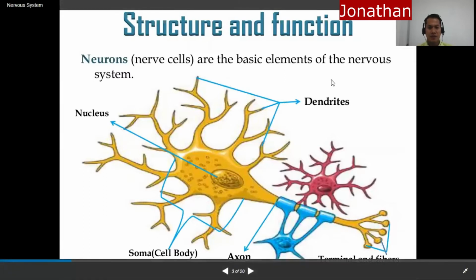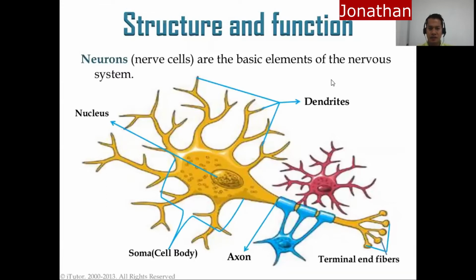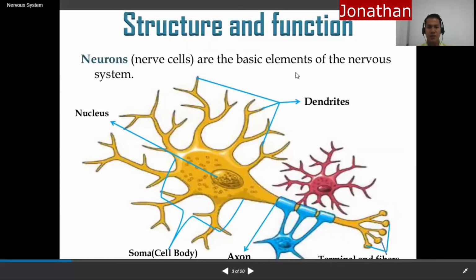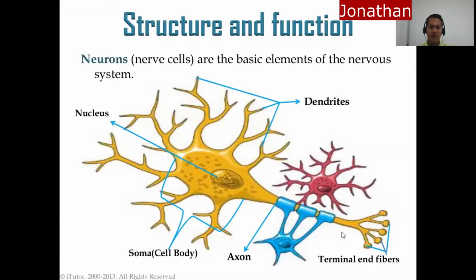Basically, we have the neuron as the basic unit. So let's talk about the structure and the function of the neuron. These are the basic elements of the nervous system. This is the nucleus of the neuron. All these are dendrites. This is the axon right here, and this is the terminal end fibers. Okay.